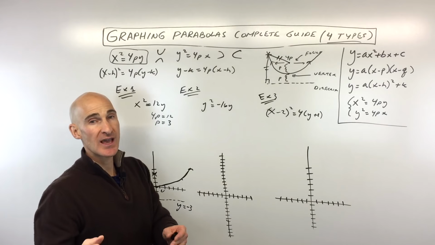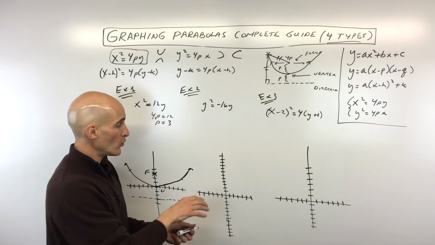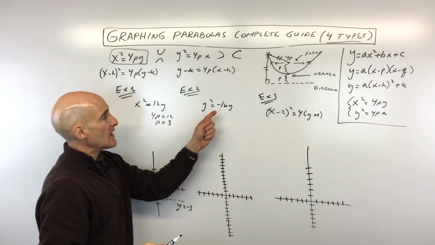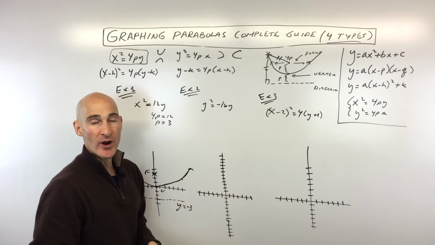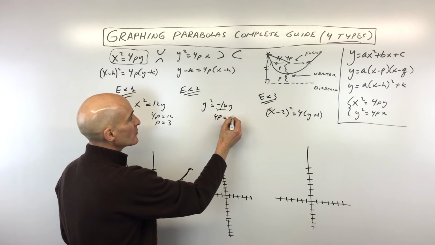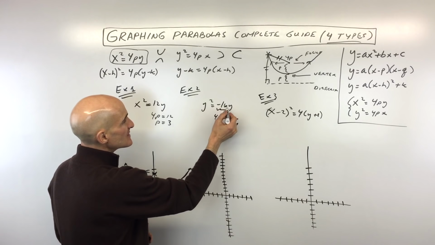Okay, let's look at another example. Let's look at a y-squared variety now. Y-squared tells us it's opening to the right or the left, this way or this way. It's negative, so that tells us it's going to open to the left. If it was positive, it would open to the right. We want to find our p-value, so we set 4p equal to -16, divide by 4, and p is -4. You can see that it hasn't been shifted at all.